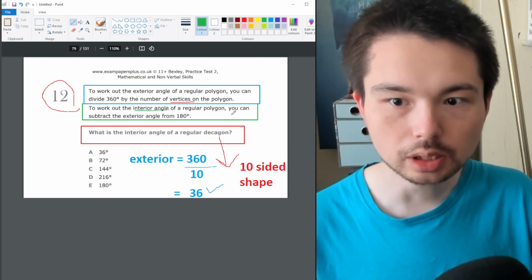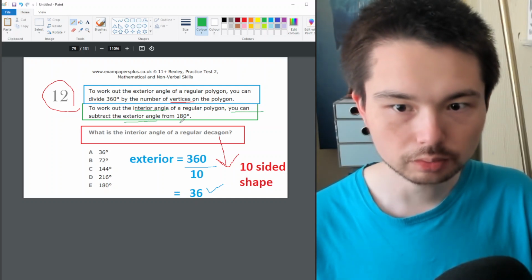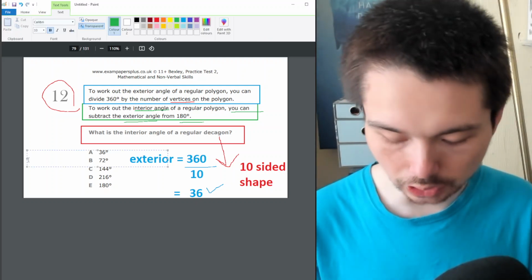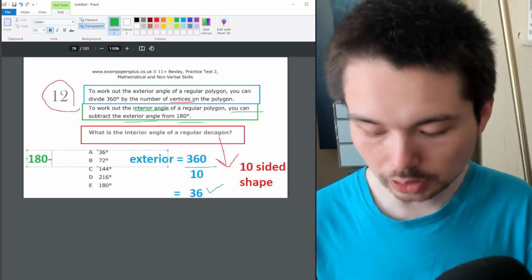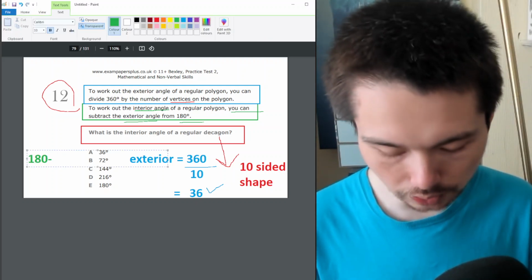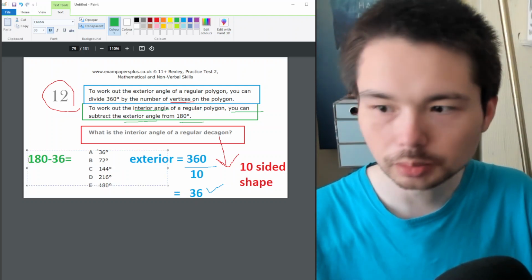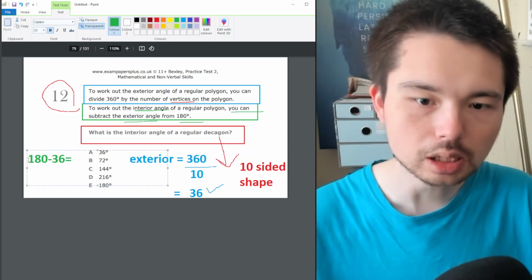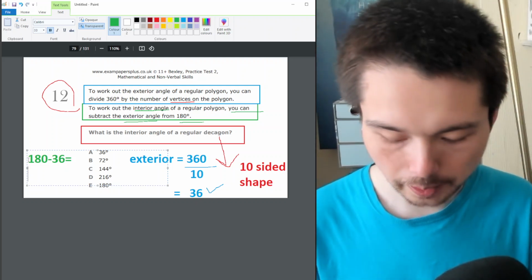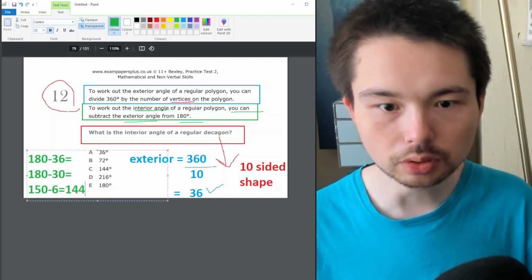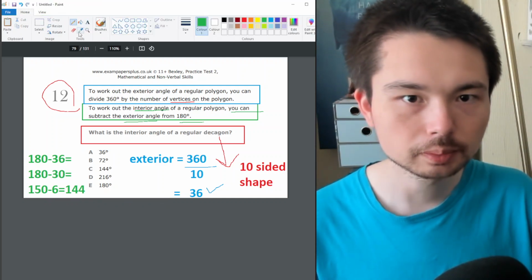To work out the interior, we do exterior from 180. Okay, so do it. Following instruction, done. 180 minus 36, give yourself 5 seconds. What is that calculation equal to? Then I'm going to draw a few pictures of these polygons. We're done. 180 minus 30 is 150, minus 6 is 144. Put C.